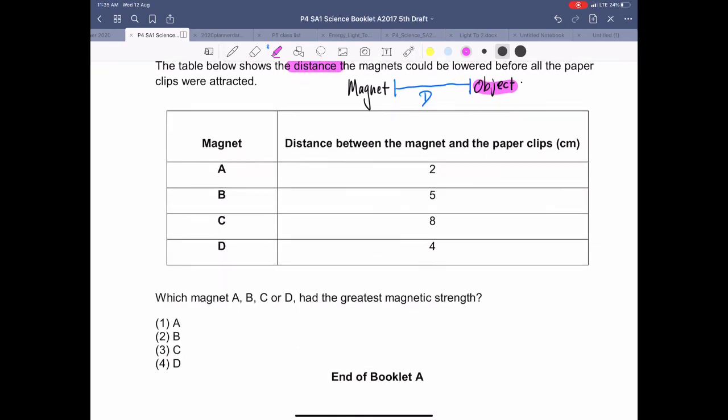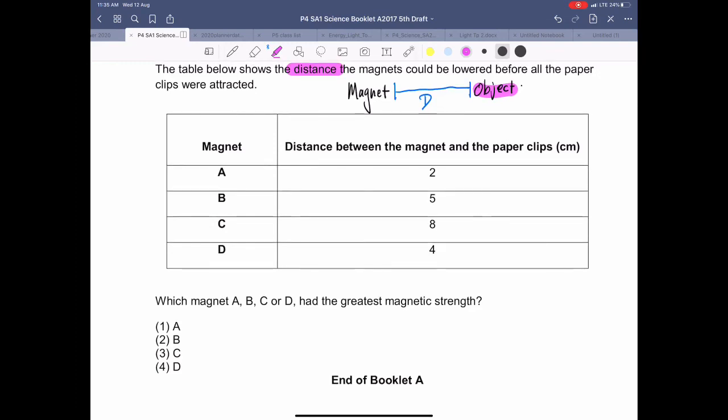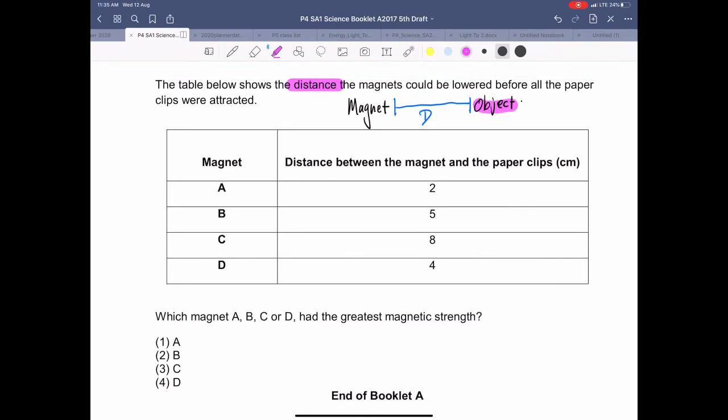Okay, so then they give you a table. They ask you which magnet, A, B, C or D, had the greatest magnetic strength. The answer over here would be the bigger the better. So in this case the answer would be your C. This is the type of question that you really need to be careful and think about.